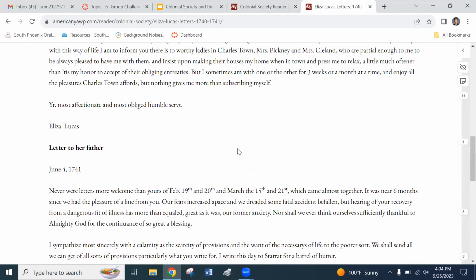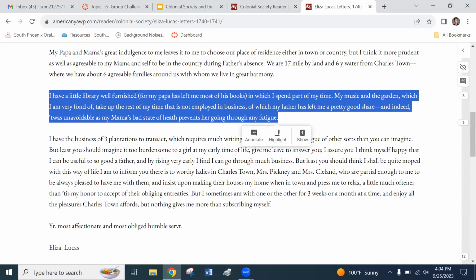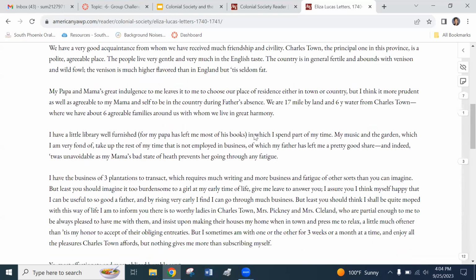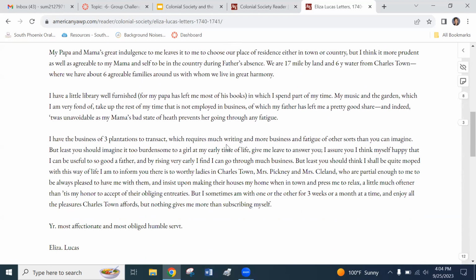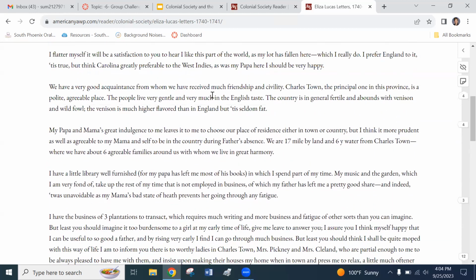Somewhere in here, she writes about a library. I have a little library, well furnished, for my papa has left me most of his books, in which I spend my part-time. So she talks about that. She's writing a letter. I think this letter, after having read it several times, which I did before I started the recording, tells you something. She uses this term worthy, right? She's trying to demonstrate that she has access to things. And that demonstrates that she has, right, English taste, for example.